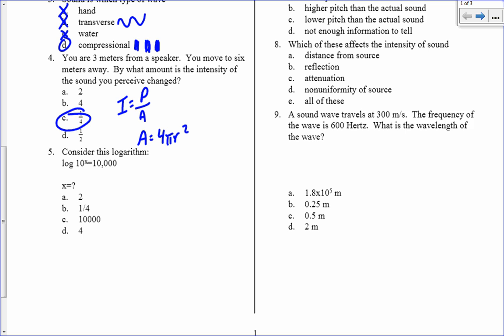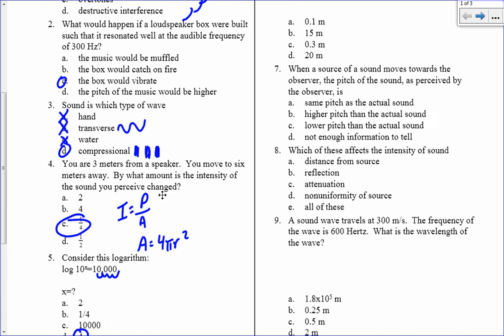Consider this logarithm. Log of 10 to the x is equal to 10,000. All right, what is x? Since there are four zeros there, x is equal to 4.